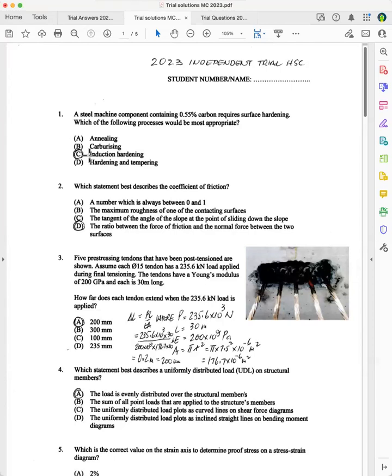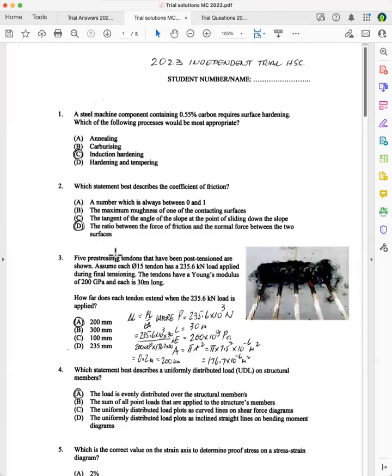Number 2, which statement best describes the coefficient of friction? The coefficient of friction generally is a number between 0 and 1. It's a ratio, but when you have sticky tires, as you have with slicks and drag racing tires, you can have a coefficient of friction up towards 2. So it is the ratio between the force of friction and the normal force between the two surfaces. So it's important that it's a ratio.